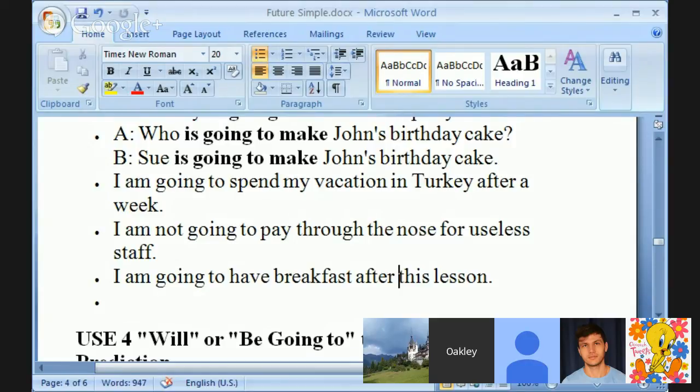Can I say I am gonna to have breakfast after this lesson, or it's not possible? No, it's not possible. I'm gonna have breakfast. Gonna have breakfast. No extra to sound. It is included in the reduced form.